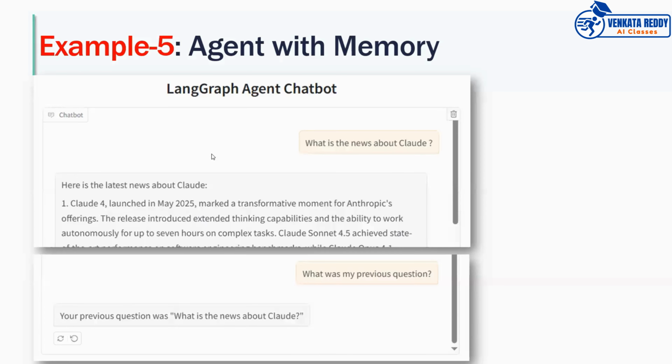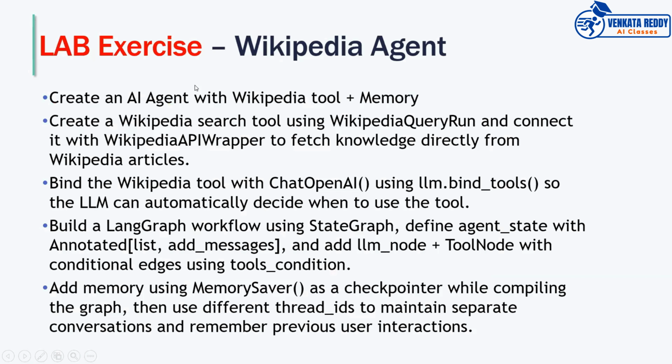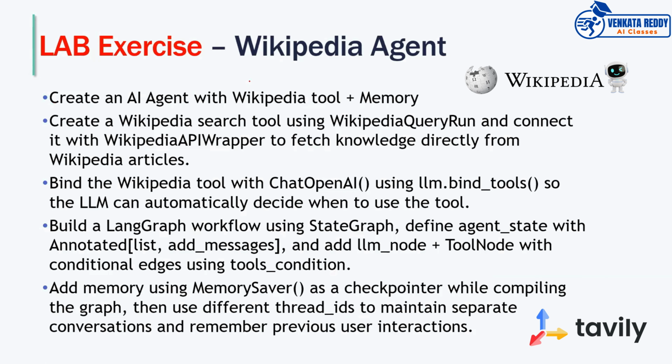We are now done with agent with memory. Before we proceed further, let us do a quick lab exercise to strengthen our understanding. So here is the lab exercise. We have to create an agent with Wikipedia as the tool. Earlier, we have used Tavily search as the tool. Tavily search can be used for searching the internet or the current events.